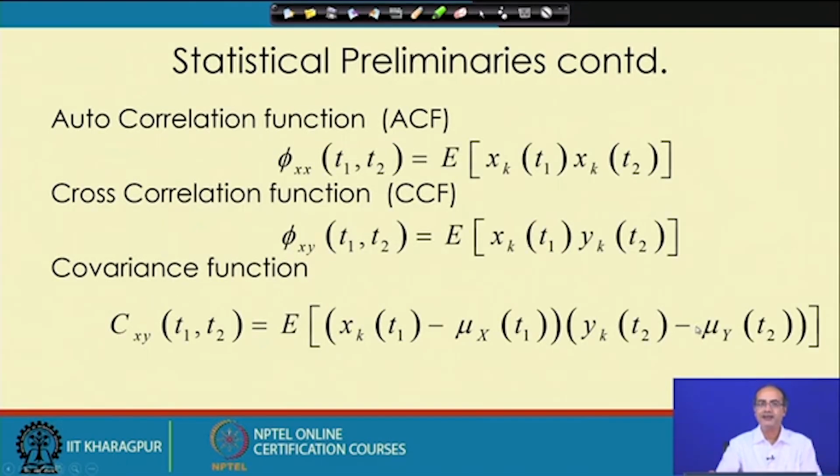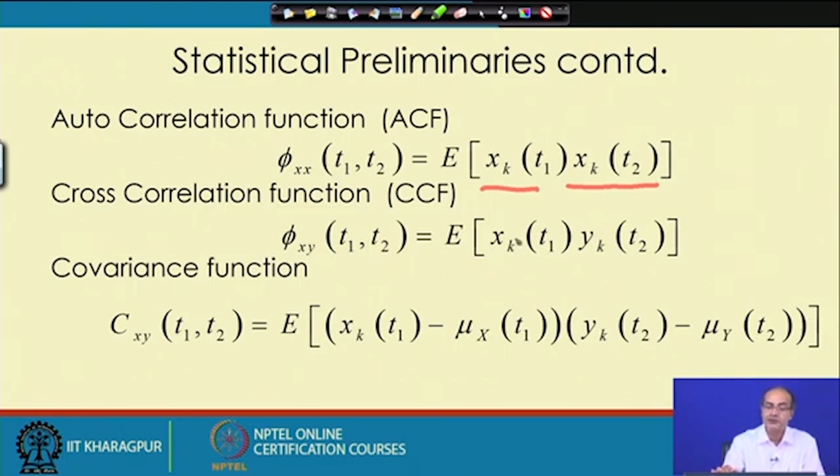Next, we define some more functions which would be useful for this section. One such function is our autocorrelation function. Autocorrelation function means if we take a signal x_k at t1 and the same signal, maybe a different segment of it, x_k at t2, and take the product of them and take the expected value of that product, then we get the autocorrelation.